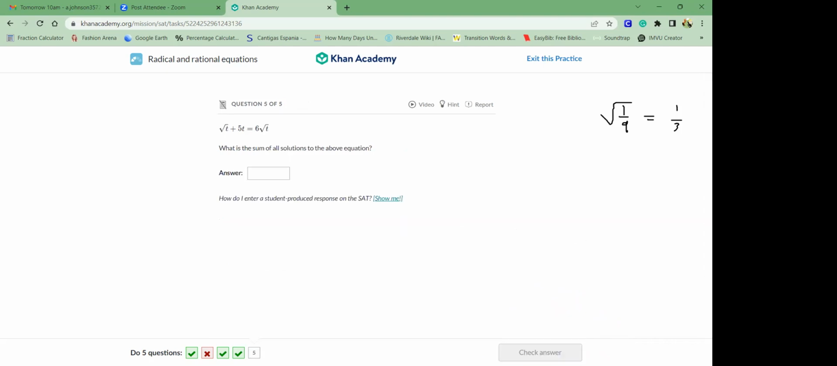All right, so this one, what is the sum of all solutions to the equation? Okay, collect your like terms, solve for t, and then add the solutions. So something like this: root t plus 5t equals 6 root t. Okay, so what am I going to do?